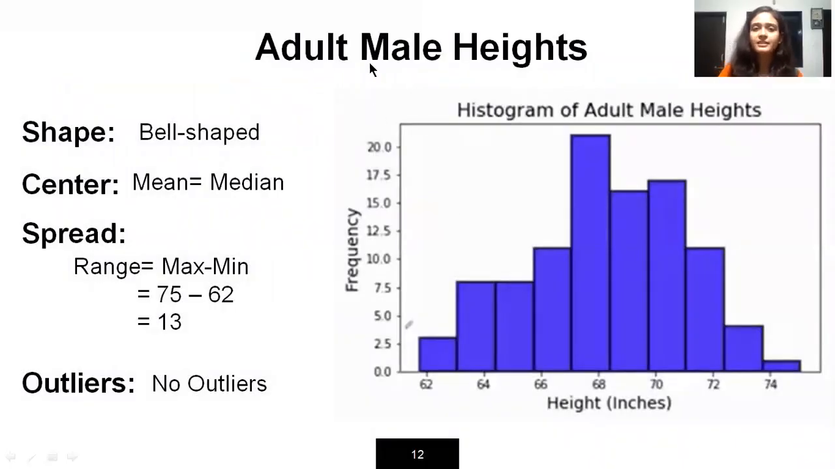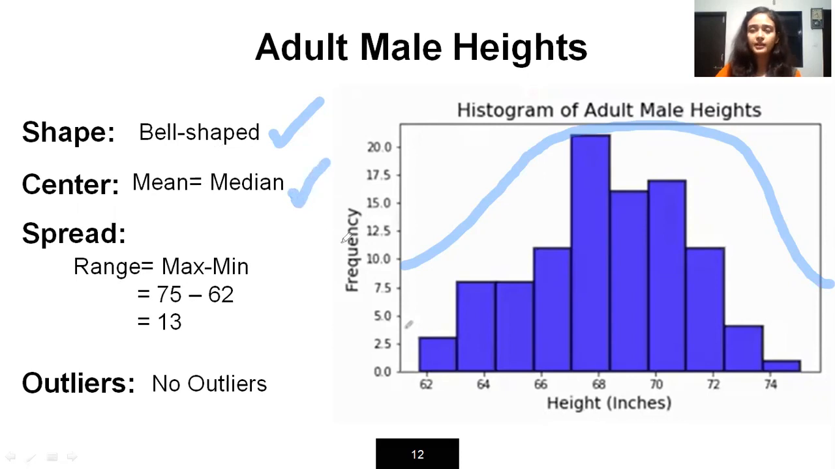So the first one is the adult male heights. This is my histogram of the adult male heights. You can see over here your histogram is somewhat bell shaped like this. So we will say the shape of this histogram is bell shaped. Next is the center. As it is bell shaped, I have mean and median both equal. So it will be somewhere over here, that is around 68, you can say. It will be somewhere over here, that is mean and median.